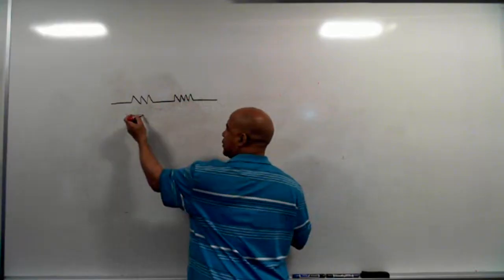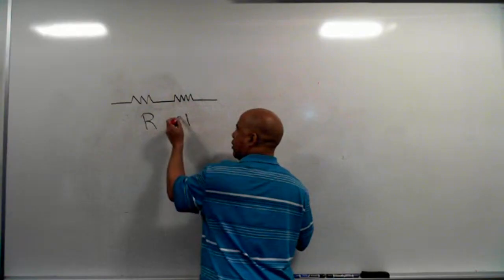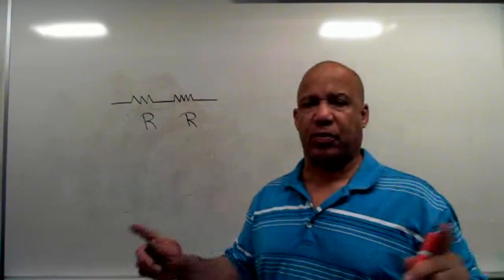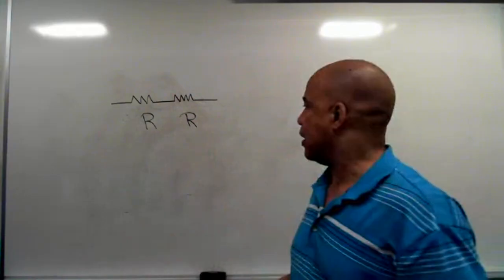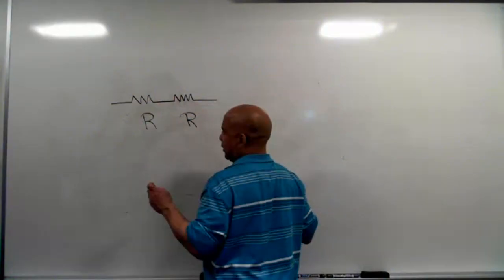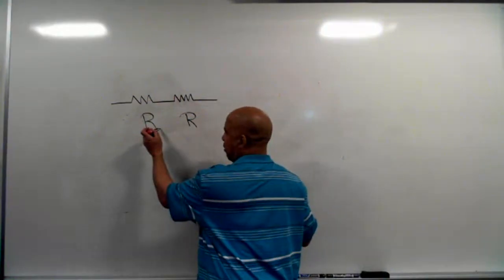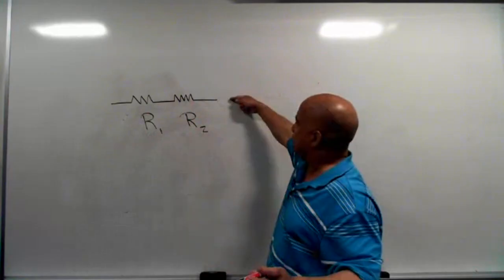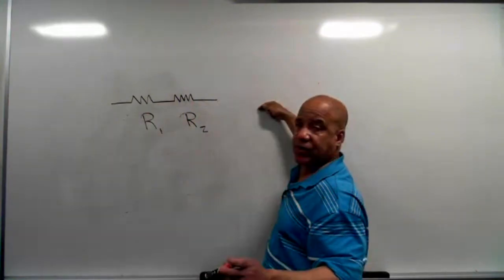Now I can call this resistor R and this resistor R, but typically what we do is we subscript the resistors if they're two different resistors. So these two resistors don't have the same value. I want to explicitly show they don't have the same value. I'll call this one R1, R2. If I wanted to, I can keep putting these in series. I can keep putting them in series.